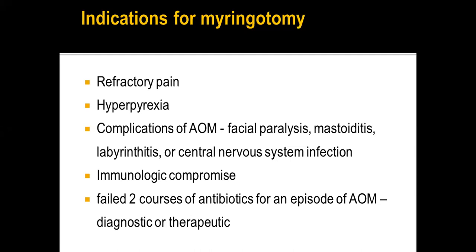Prevention of acute otitis media includes general measures like avoiding overfeeding, providing exclusive breastfeeding to infants, avoiding environmental tobacco smoking, and vaccination against H. influenzae and influenza.